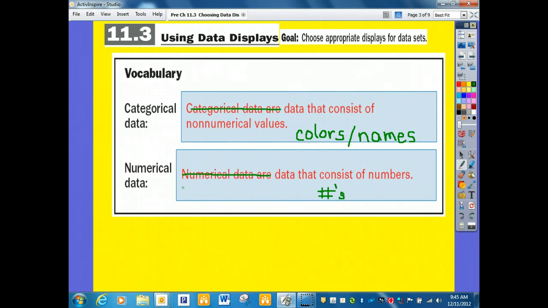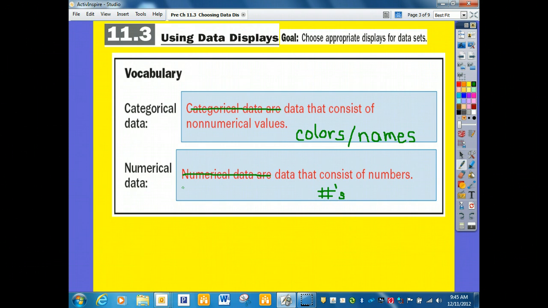All right. 11.3, using data displays. Now you don't have to make them today, the displays. We've been doing that. What was the first day? The very first ones we learned were the stem and leaf. Then we learned how to make a frequency table. You have to have a frequency table to make a histogram.